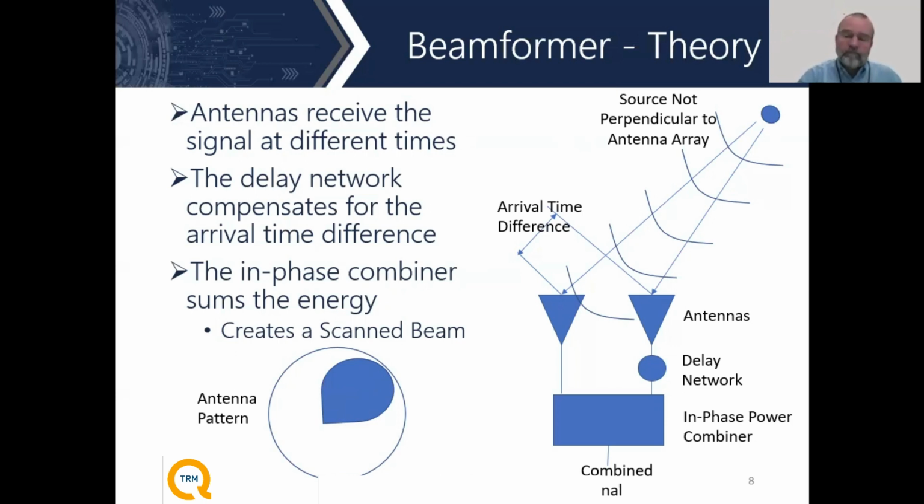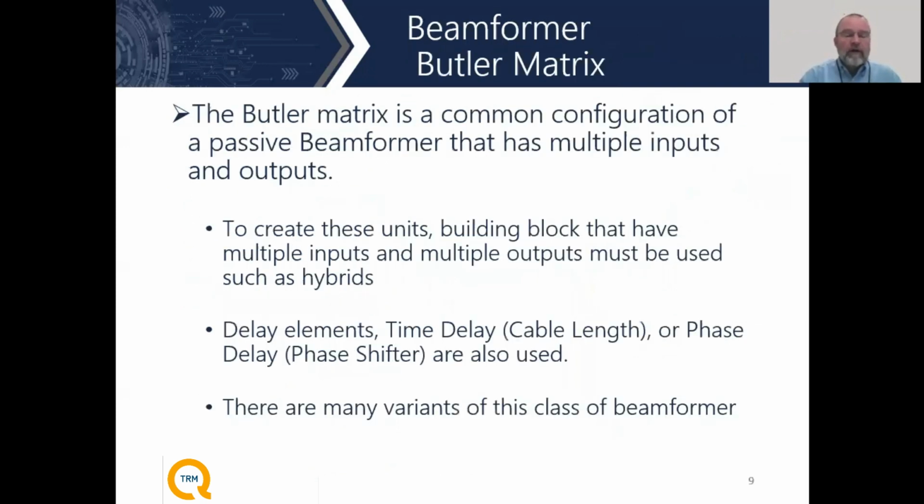So from what I'm gathering then, are there different beamformer types or configurations? Absolutely, and I think one of the ones that TRM works with quite commonly is the Butler matrix. Butler matrix is a very common sort of application of an antenna beamformer. And in order to create these beamformers, they're built out of building blocks of hybrids and delay elements.